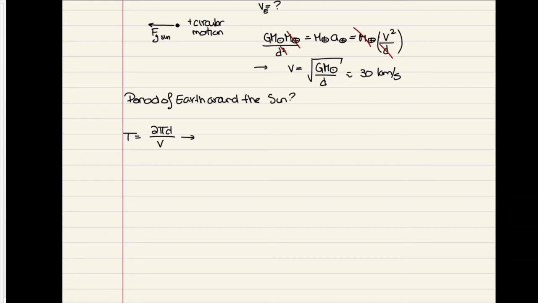That implies that T equals 2 pi d, and then this was the square root of G M Sun over d. Unsurprisingly, I could plug all these numbers in, and I get 365 days, or a year.